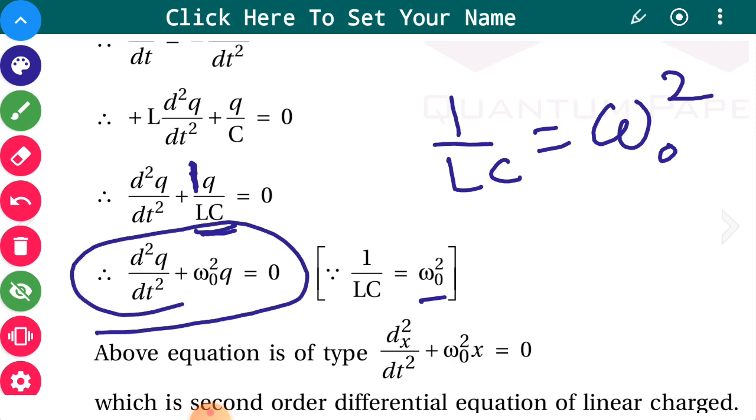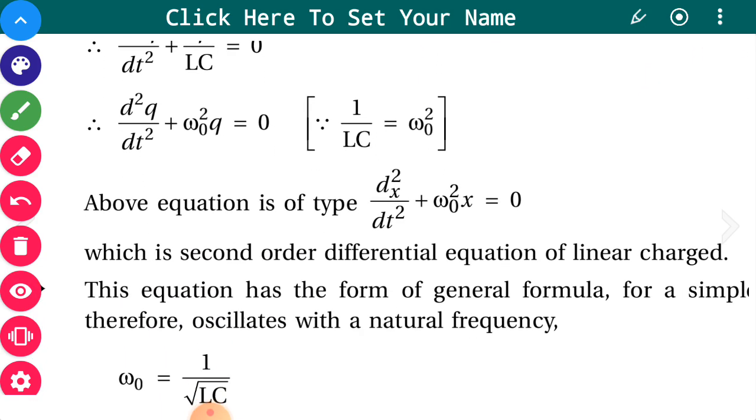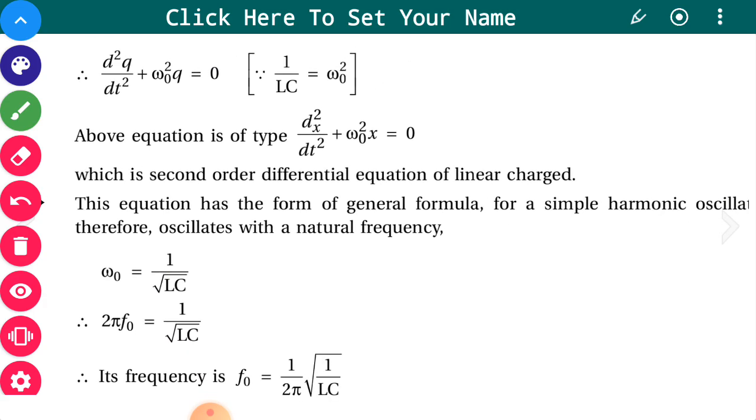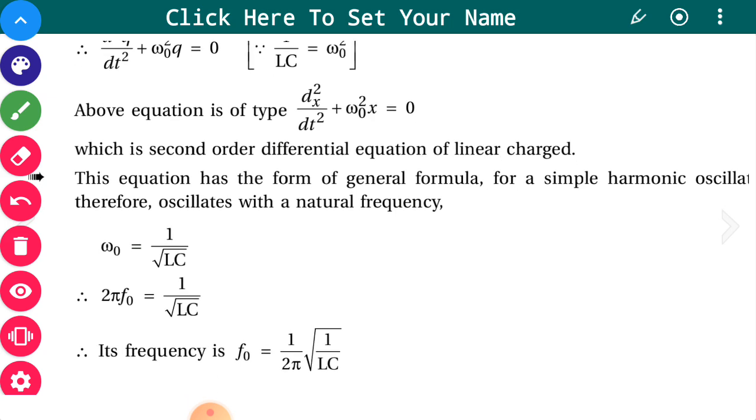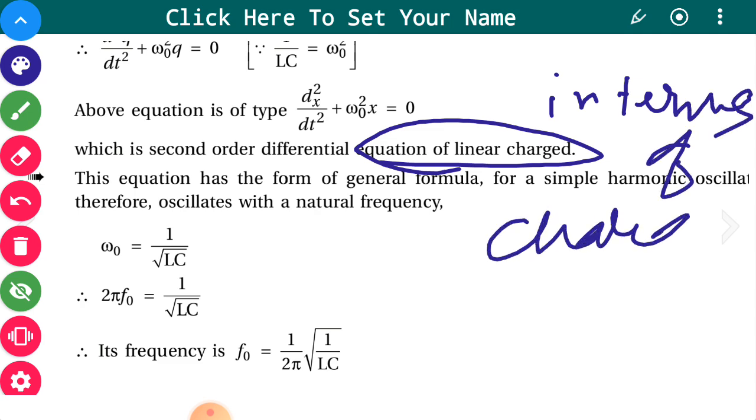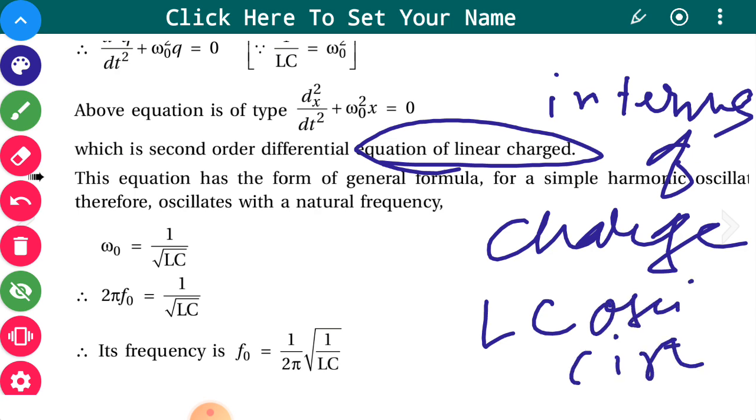So in this equation you are getting d2q by dt2 plus omega 0 square q is equal to 0, which is a kind of simple harmonic motion equation, like d2x by dt2 plus omega 0 square x is equal to 0. It's a linear second order differential equation in terms of charge, for the LC oscillator circuit.